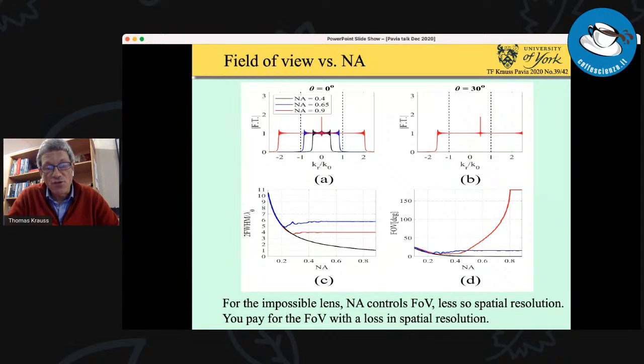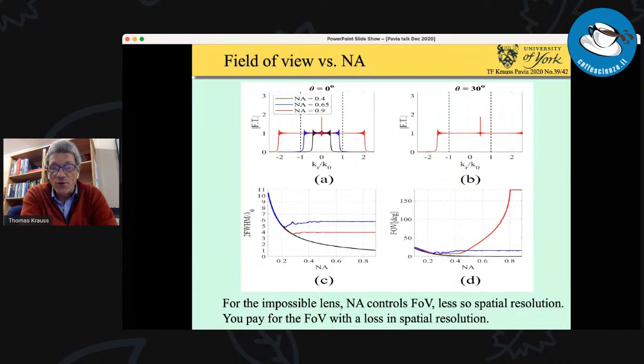If you look at the resolution, and this is picture C, so the full width half max for the black curve goes down with numerical aperture. This is a normal lens, which is what we would expect. So the higher the numerical aperture, the better the spatial resolution, the smaller the spot. But you notice for the blue and the red lens, let's look at the red lens. The red lens was the one with numerical aperture of 0.9, and it stops at about 4, so the focal spot is about 4 wavelengths in size, and it stops there irrespective of numerical aperture.